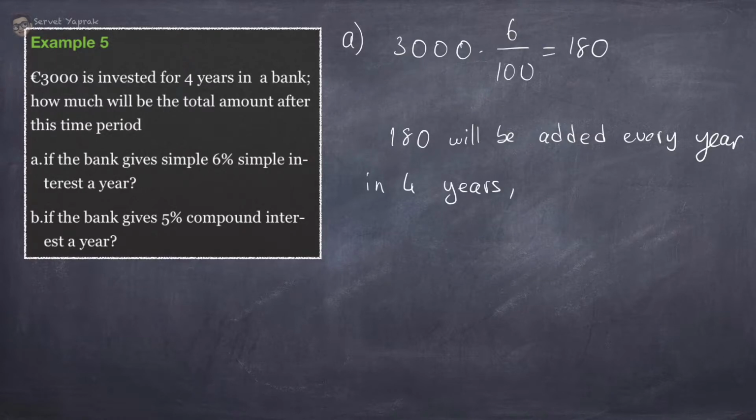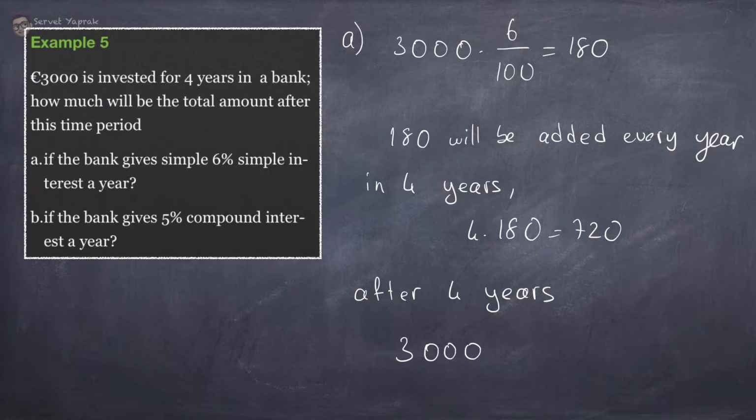But in 4 years, the bank will give 4 times 180, 720 euros. So after 4 years, at the end of 4 years, 3,000 euros, our original amount, plus 720 euros as interest. So in total, there will be 3,720 euros in the account. Now let's look at part B, compound interest.